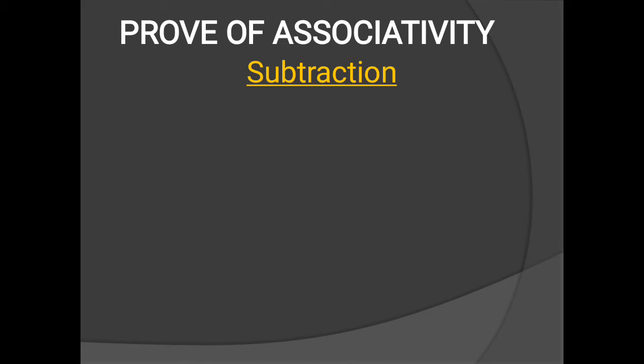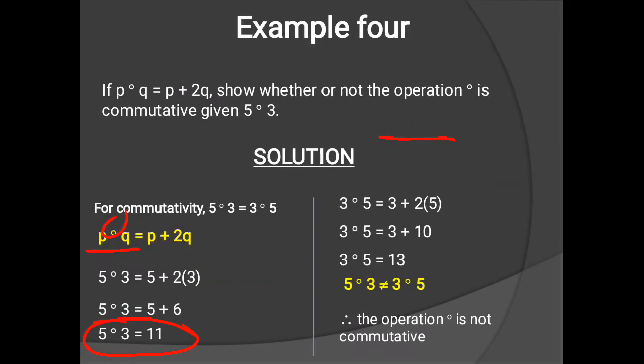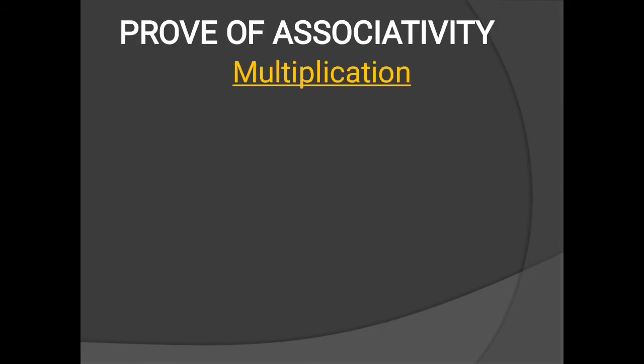So let's have 2 minus 4 minus 3. If I group the first two, 2 minus 4 is what? Minus 2. Minus 2 minus 3, that should give me minus 5 or negative 5. Negative 2 minus 3 is what? Negative 5. Now, we had negative 5. Let's have it in mind.